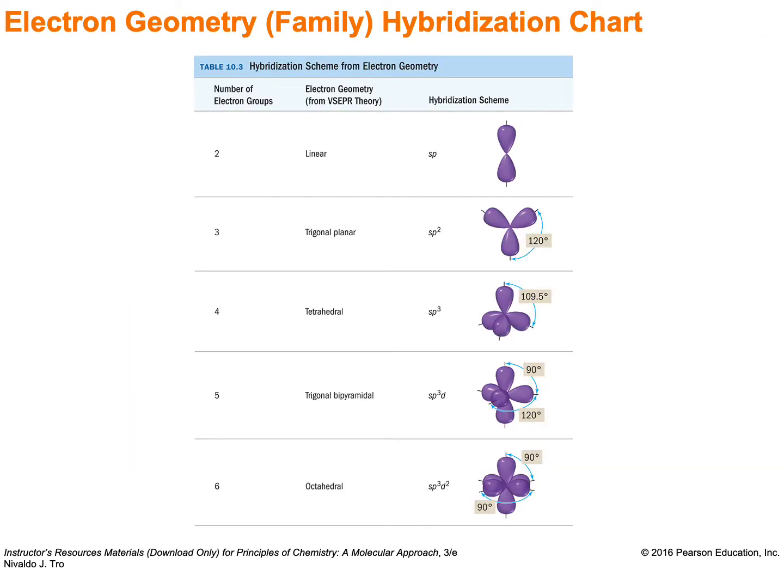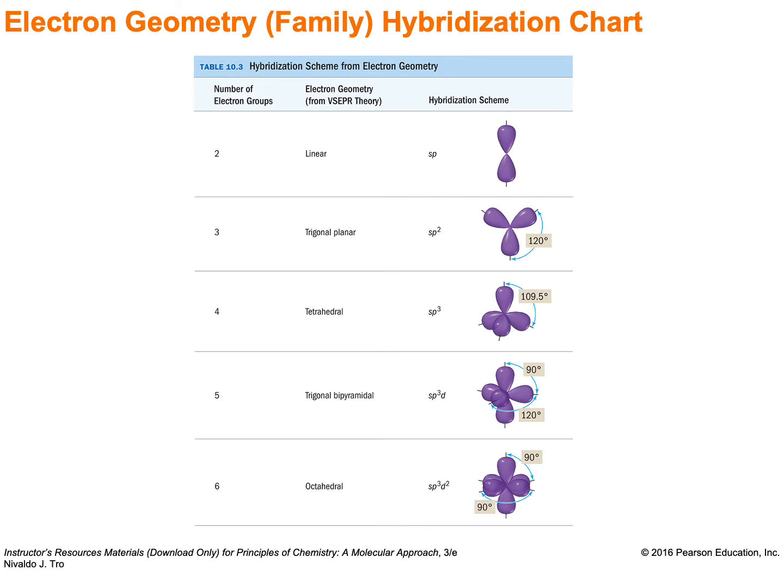Here's another summary of the electron geometry and its related hybridization. When you have 2 electron groups, you form a linear geometry. The hybridization that we just began discussing will be sp orbitals, 1 s orbital and 1 p coming together to form sp. If you have 3 electron groups, trigonal planar, 120-degree angles, you're going to have 3 equal sp2 hybrid orbitals. Instead of 1 s and 2 p's, you have 3 sp2 hybridized orbitals.